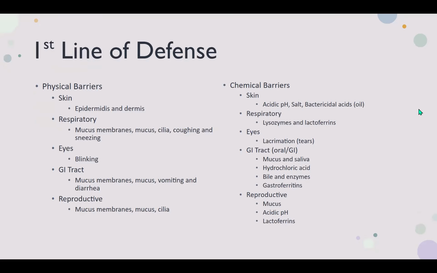Okay, so like I said, the primary part of this entire unit is the immune system. The first part of the immune system is the first line of defense. Those are your physical and chemical barriers. That is there to prevent microbes from getting into the body. So that's the first layer of protection. The way I broke it down in front of you is between physical and chemical barriers.